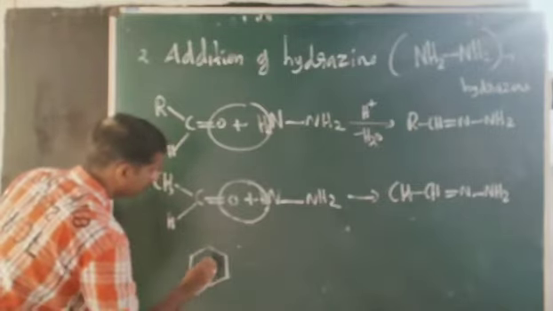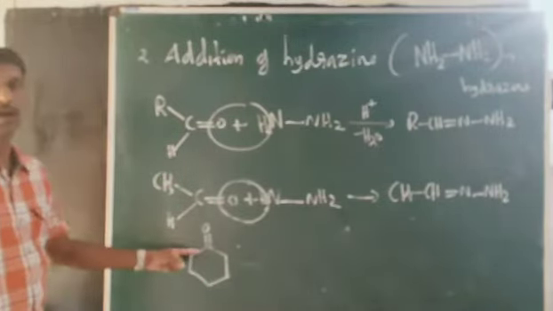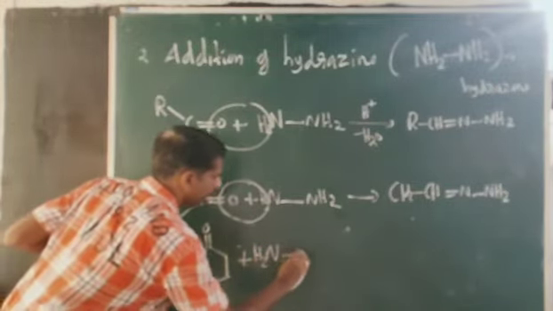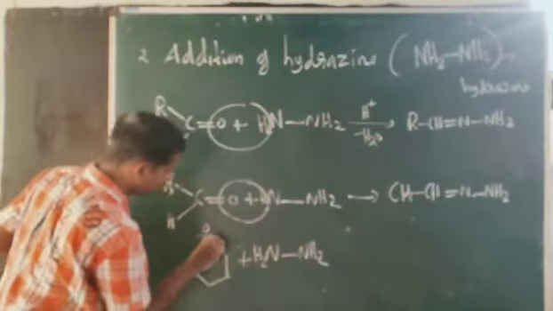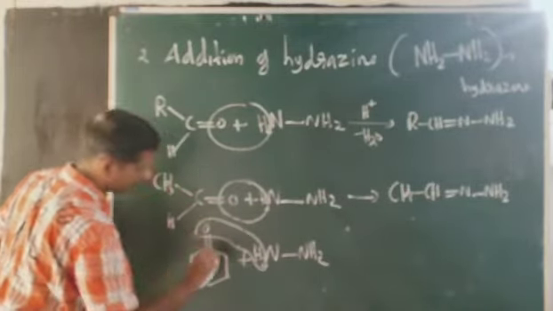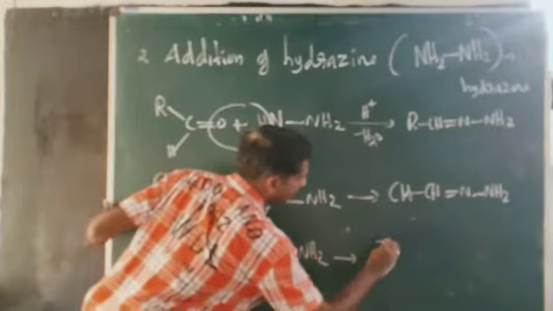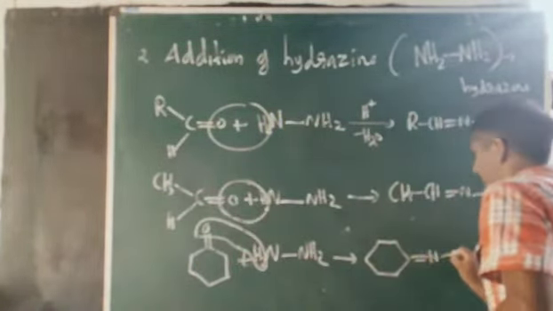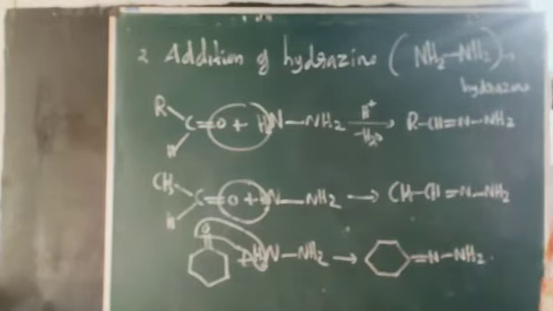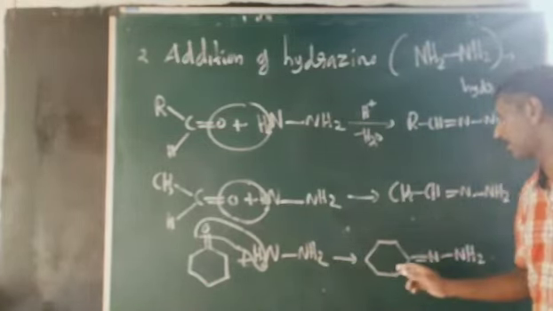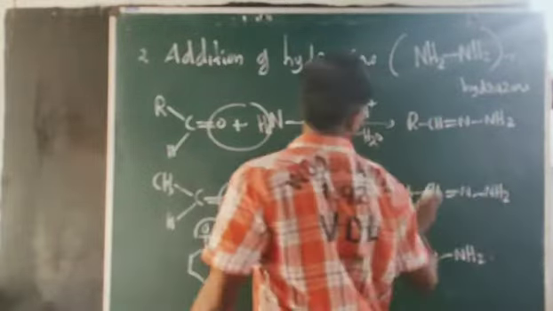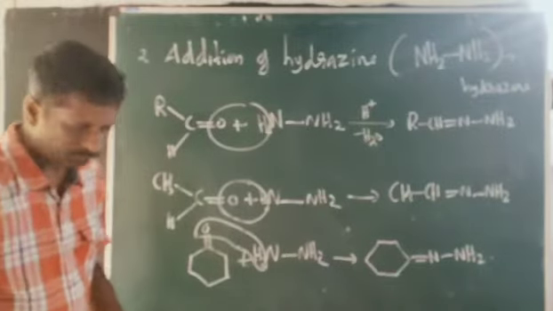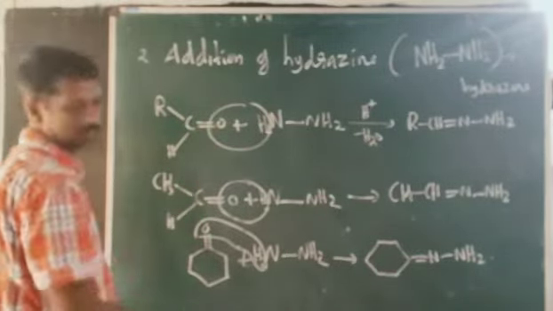If you take a ketone, look here, cyclohexanone, this is a ketone, and react it with hydrazine, NH2-NH2. What are you getting? Look here, H2O is eliminated. And what do we get? You can write the ring like this, and here it is a double bond N-NH2. You are getting cyclohexanone hydrazone. Okay, that's all. So that was addition of hydrazine.